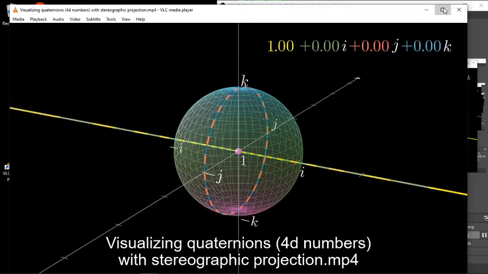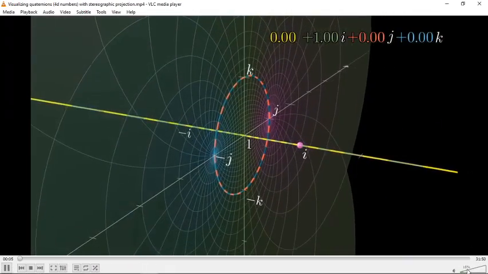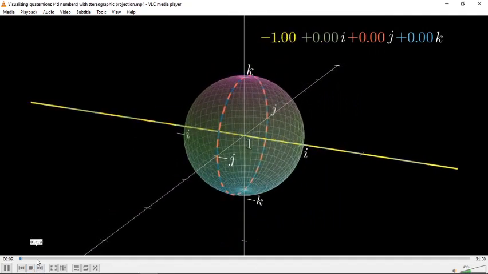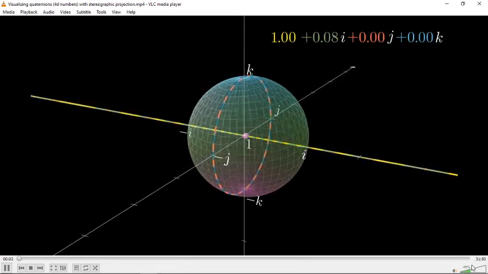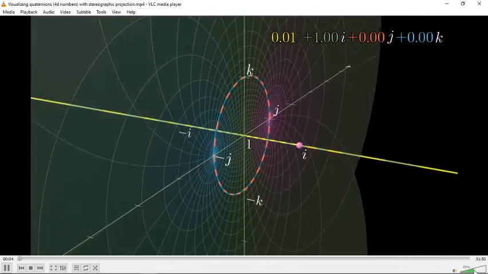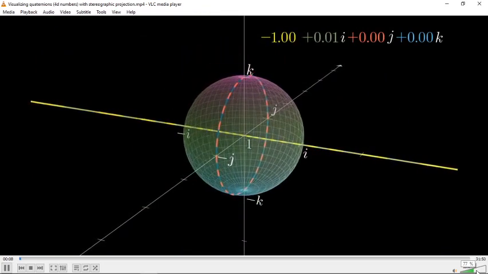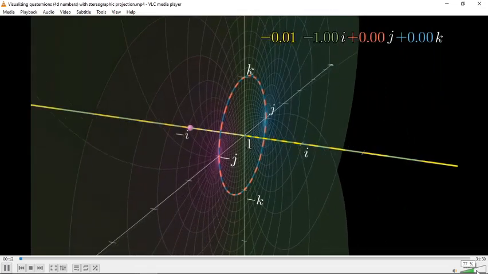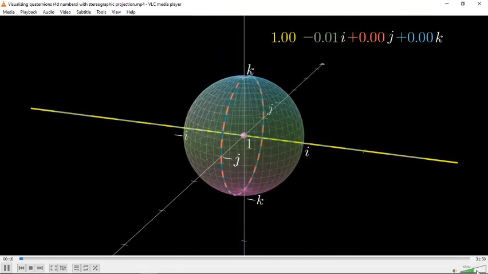What you're looking at right now is something called quaternion multiplication. Or rather, you're looking at a certain representation of a specific motion happening on a four-dimensional sphere, being represented in our three-dimensional space, one which you'll understand by the end of this video.